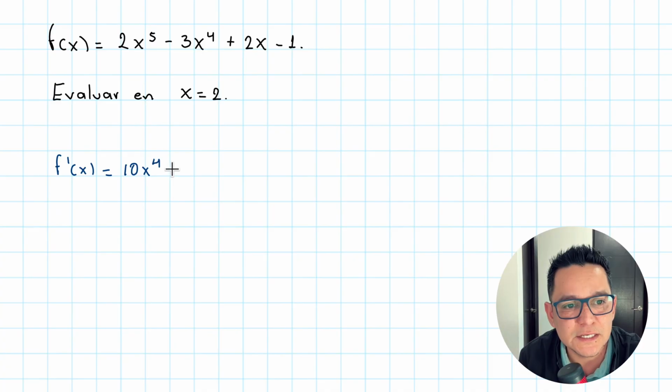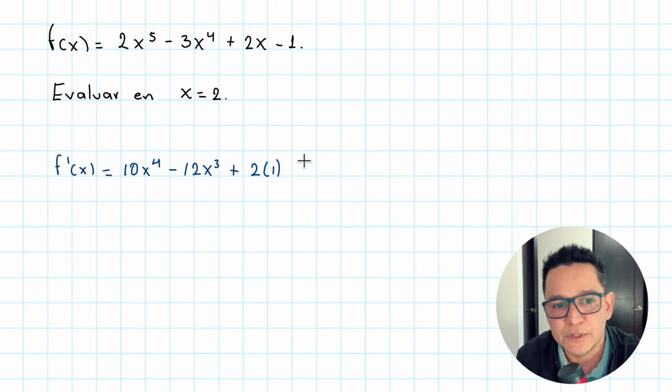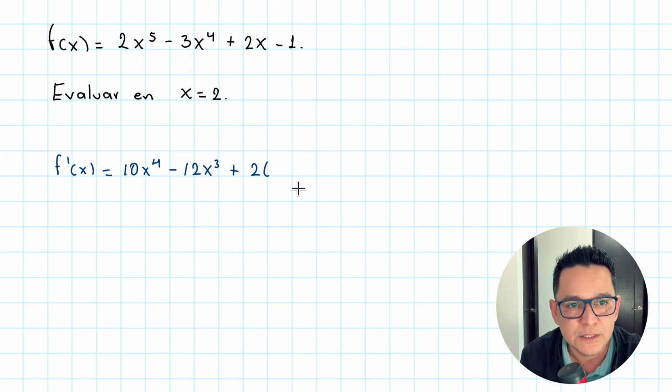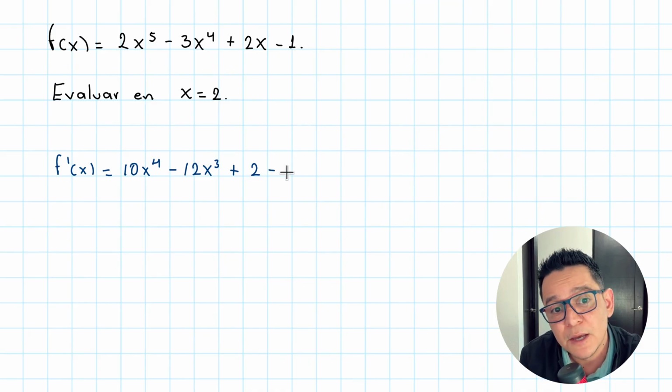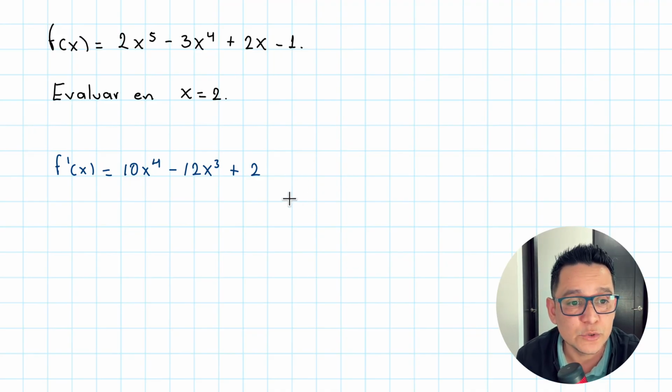So we get 10x to the fourth power. Then multiply 4 by 3 to get 12x and subtract 1 from its exponent. And then plus the derivative of 2x, which would be 2 times 1, which in the end is simply 2, right? All right, so I'll leave it like that. And well, the derivative of minus 1 would be 0. So I won't write anything else. I could put minus 0, but let's just leave it. All right, now we have the derivative of the function.